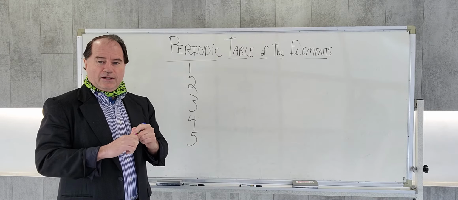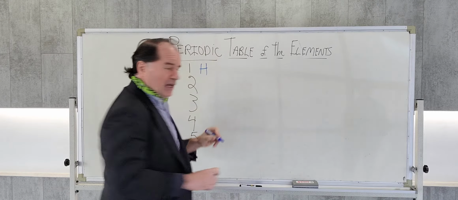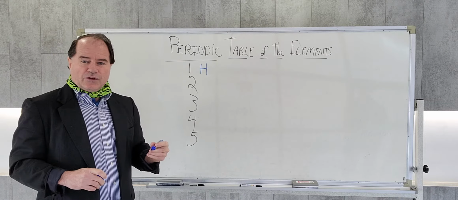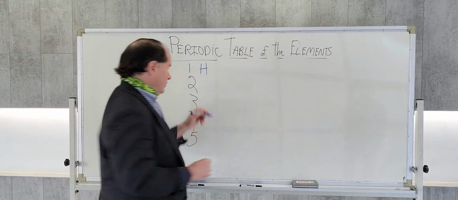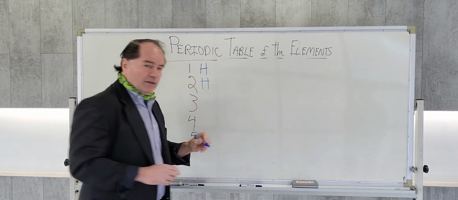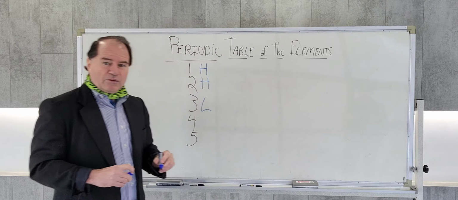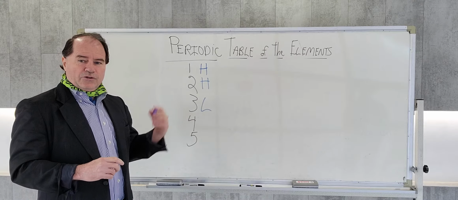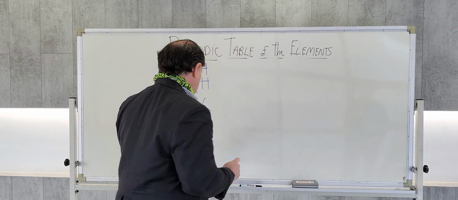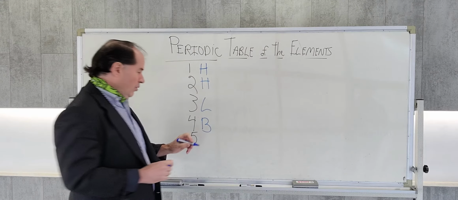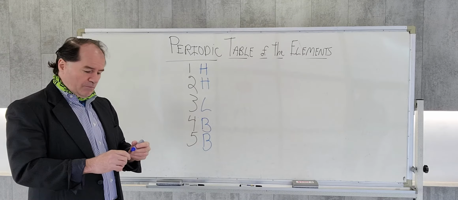Okay, so I do know that the number 1 starts with H, and that's hydrogen. Number 2 also starts with H, but I know it's number 2, so it's a different element, right? So that's helium. Number 3 is what? Lithium. Number 4 and 5 both start with B, but the first one is longer, isn't it? So it's beryllium. And the second B is short, which is boron. So that's what we did yesterday. Hydrogen, helium, lithium, beryllium, boron.